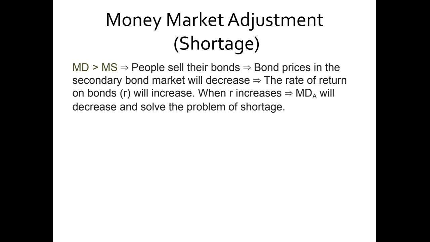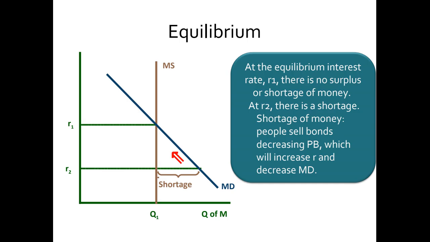How? Let's see this diagram. This is what is happening. When you have a shortage in the money market, people will sell their bonds. Price of bond will decrease. Rate of interest will increase. When the rate of interest increases in this direction, the asset demand for money will decrease because people are now investing in bonds, and eventually you reach the equilibrium point.